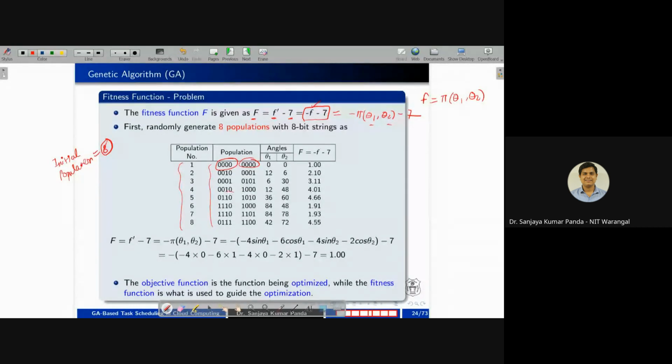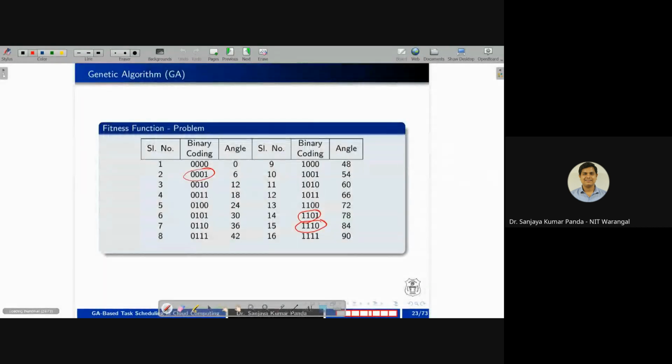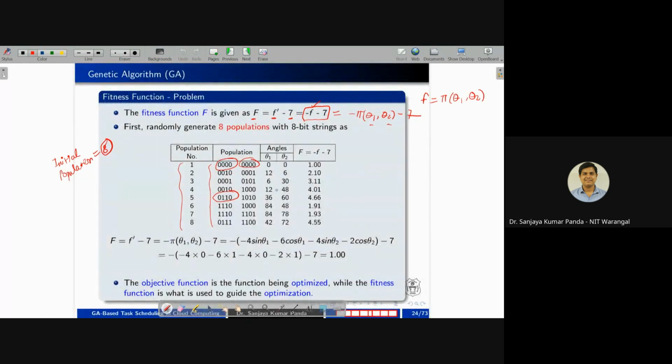For example, if I say 0, 1, 1, 0, you can go back to this table. 0, 1, 1, 0 means it represents the angle is 36 degrees. Similarly, 1010 represents the angle is 60. So with 36 degrees, that means theta 1 is equal to 36, theta 2 is equal to 60. If you put in capital F, which is f minus 7, which is equal to minus of pi of theta 1 comma theta 2 minus 7, you will get the fitness value, in which in the first case you have to put theta 1 is equal to 36 and theta 2 is equal to 60. So you will get the value as 4.66.